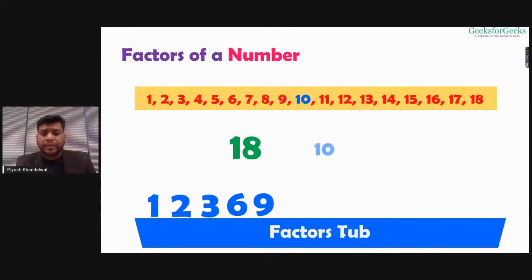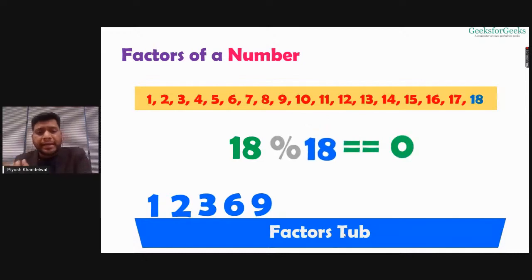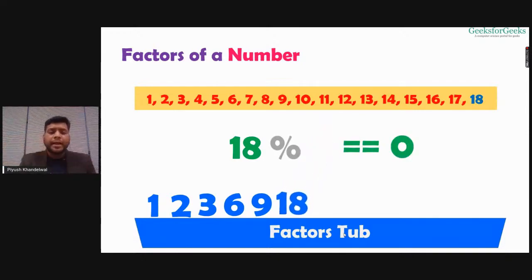Now I look for another number, 10, then 11. 11 again, it's not 0. 18 mod 12, not 0. Then we move to 13. Similarly for 14. Then for 15, 16, 17, and finally I move to 18, right? So 18 mod 18 is also 0. So I have moved 18 to my factor term. 18 ones are 18, right?